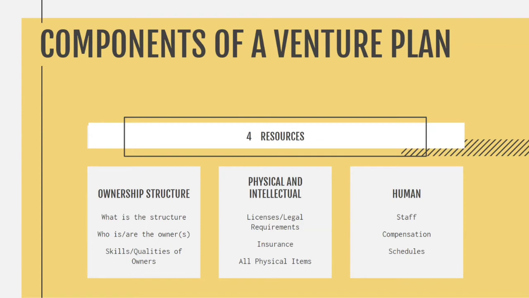This is where, when I talked about the formatting that you're going to use, this is the part that you want to check on. So you need to be talking about which ownership structure you've chosen, as well as who the owner or owners are and what skills and qualities and attributes they have that are going to make them successful.